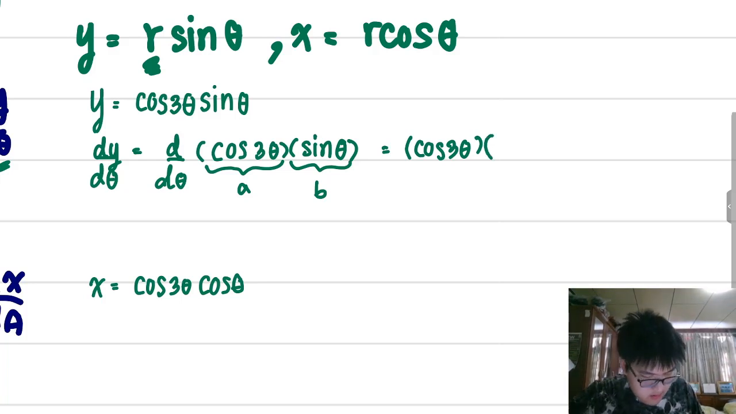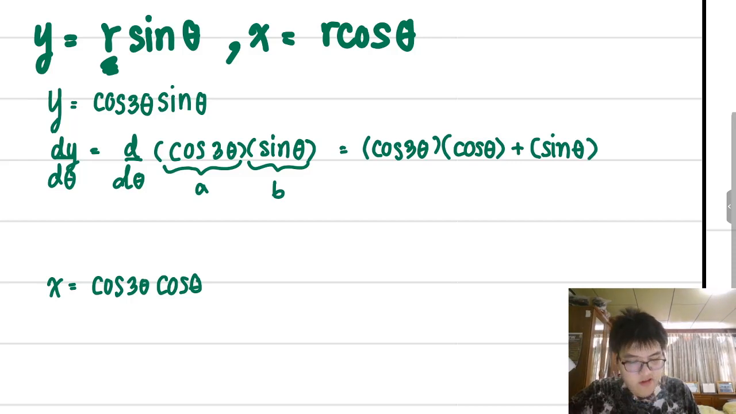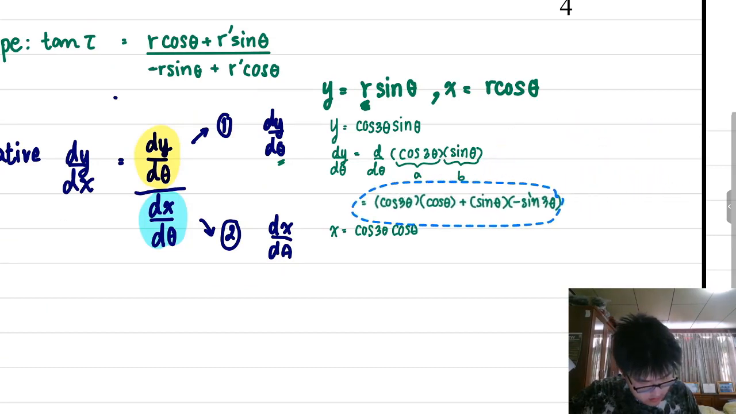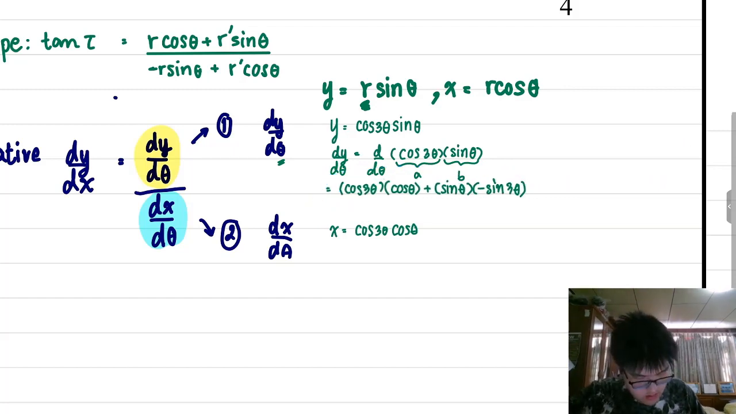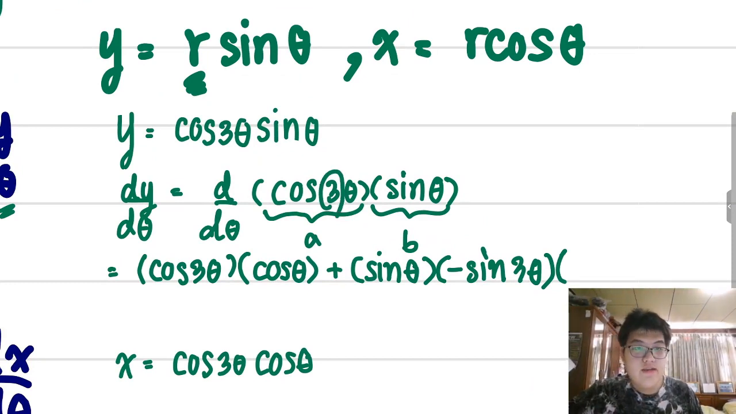The derivative of sine theta is cosine theta. Okay, then plus sine theta times the derivative of A, which is cosine 3 theta. We will get negative sine 3 theta, and this constant inside the angle, you will move out and do like this. Okay, we get dy by d theta.